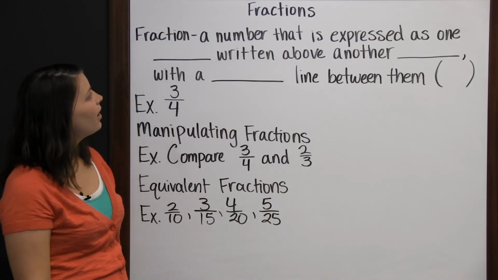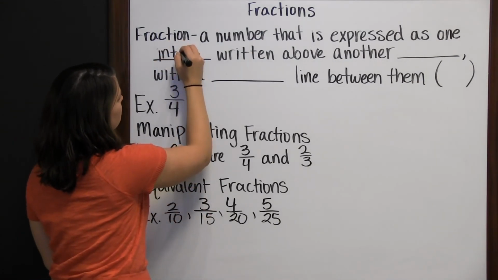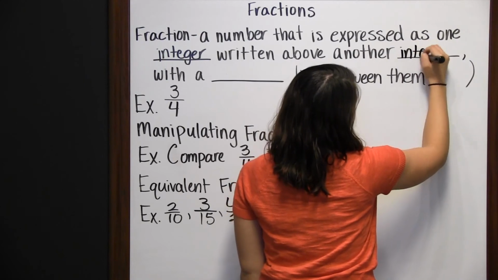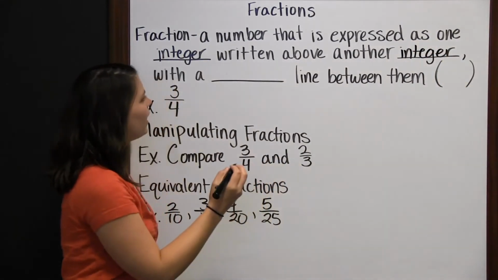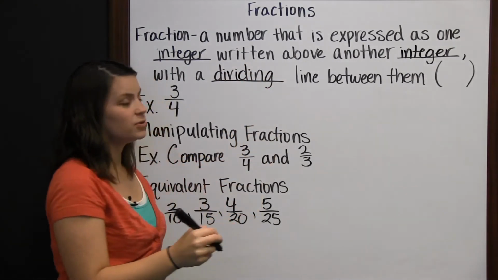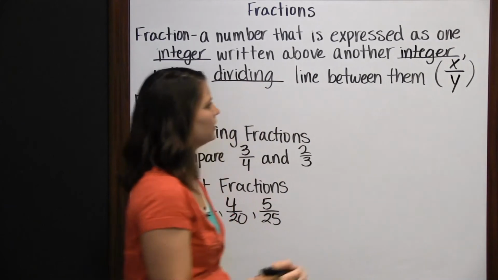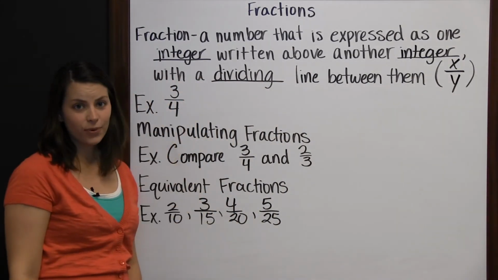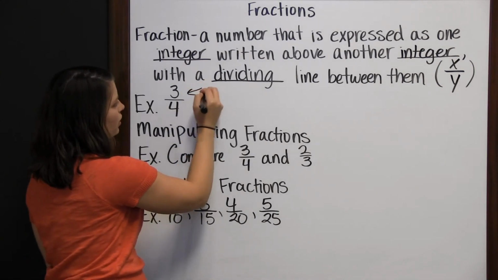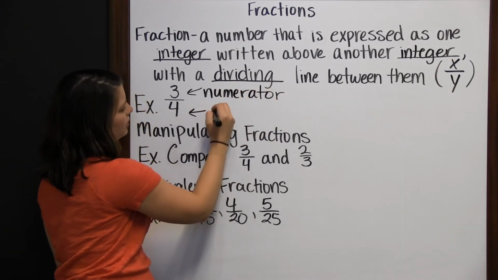Fractions. A fraction is a number that is expressed as one integer written above another integer with a dividing line between them, like x divided by y. So for example, 3/4. In this fraction, 3/4, the top number is called the numerator, and the bottom number is called the denominator.